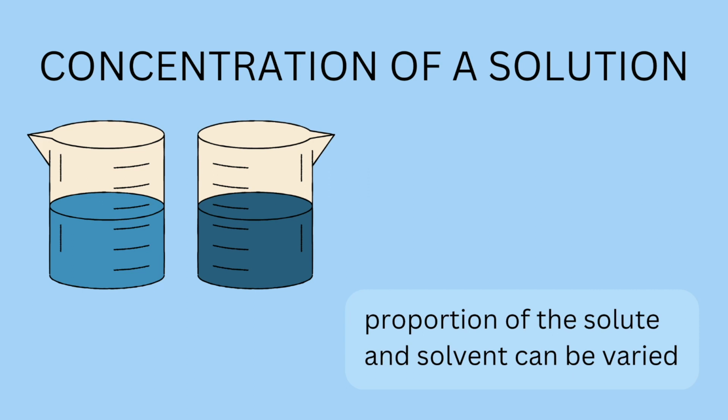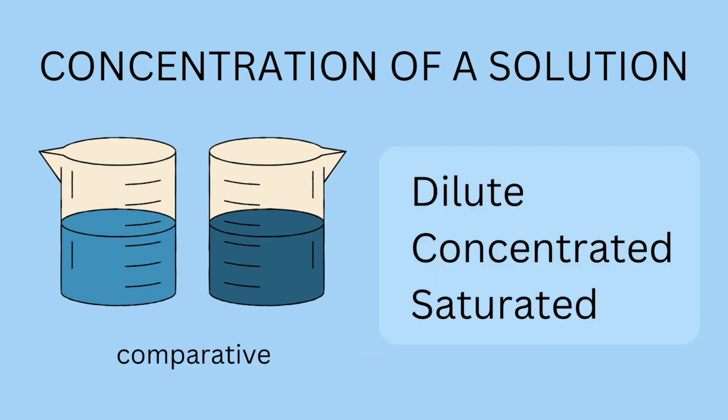So proportion of solute and solvent can be varied. In the previous activity, we saw that in the first beaker, the solute, which is copper sulfate, was little when compared to the solute present in the second beaker. So the proportion of solute is varied here, and that results in the concentration of the solution.